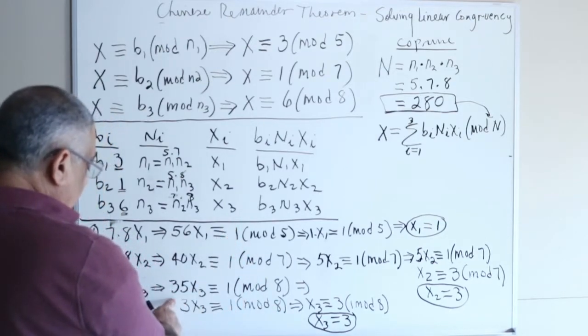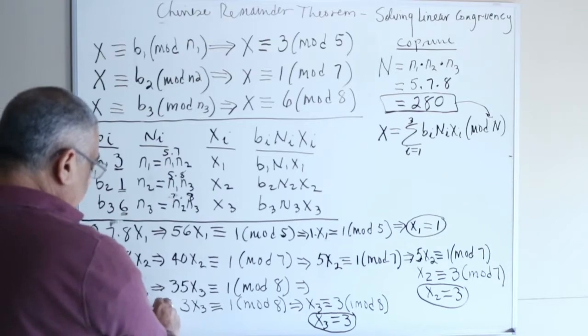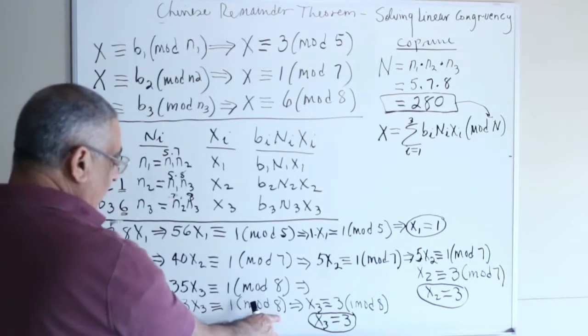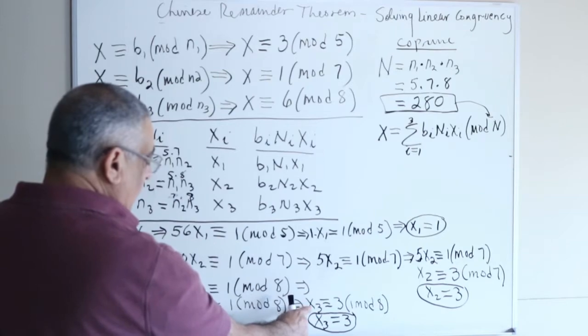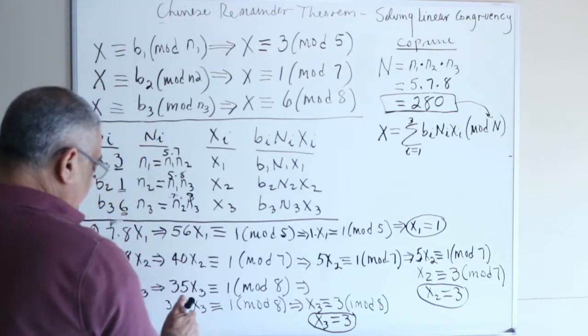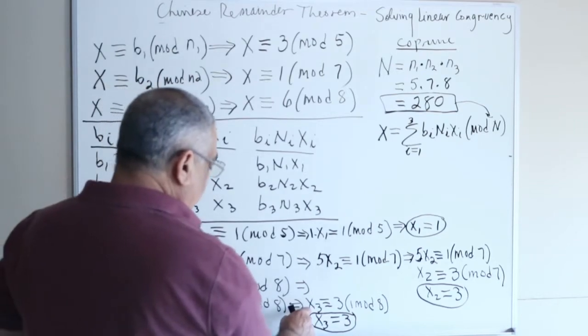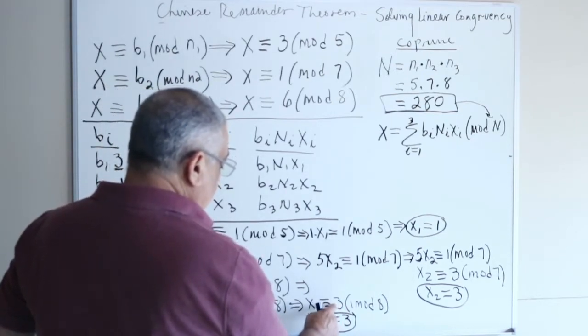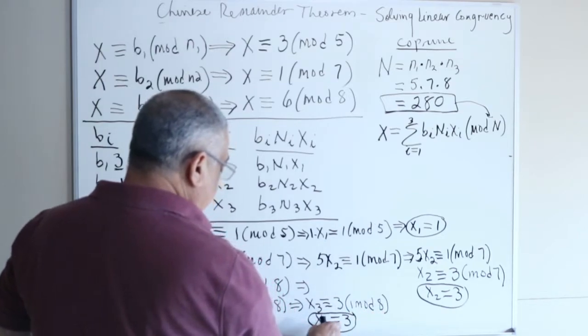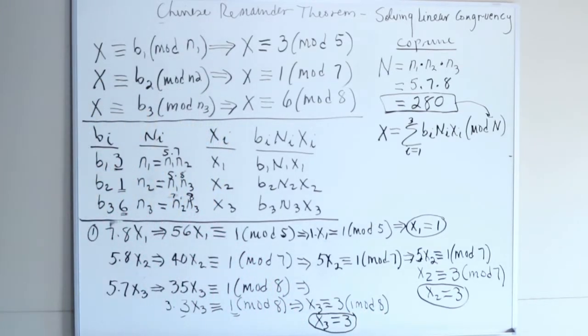So if I multiply 3 by 3, that gives me 9. Mod 8, which is 1. So since I multiplied this term by 3, I'm going to multiply this term by 3. So this would be x3 congruent to 1 mod 8. So therefore x3 is 3.